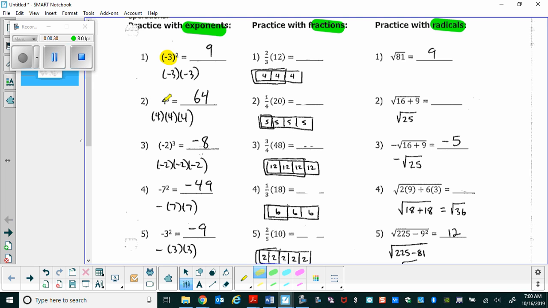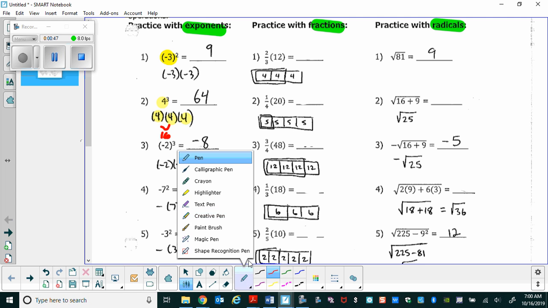Now for number 2, we have a 4. We're going to multiply it by itself 3 times. So we've got 4 times 4 is 16, and then 16 times 4 would be 64. What a lot of people do here is sometimes 4 times 3, but first we've got our 16, and then times 4, 64.